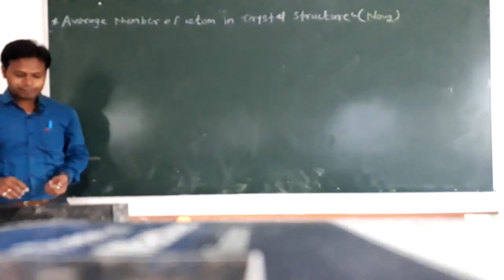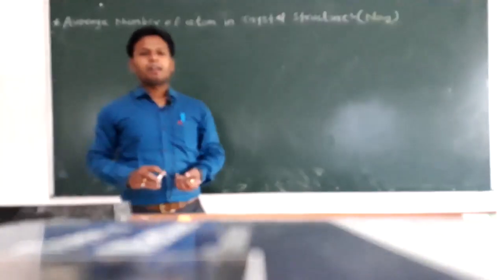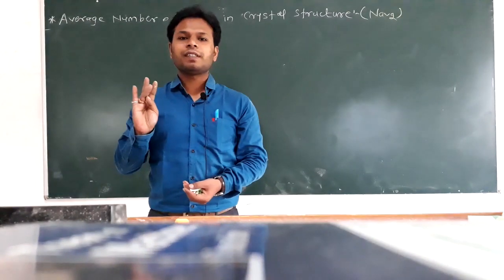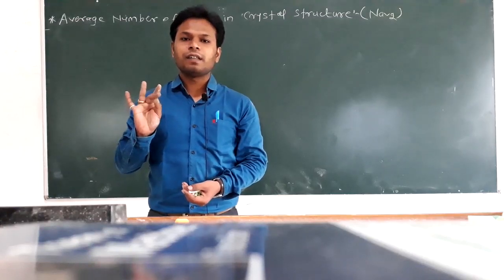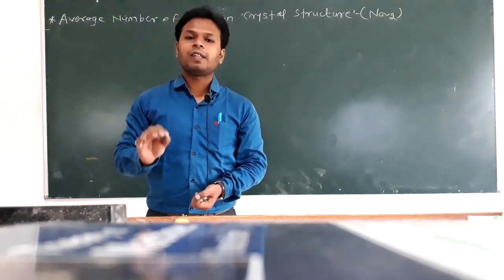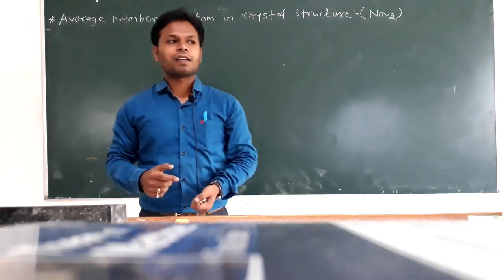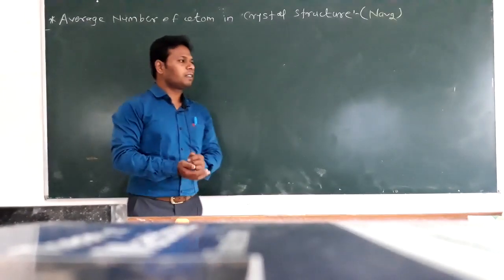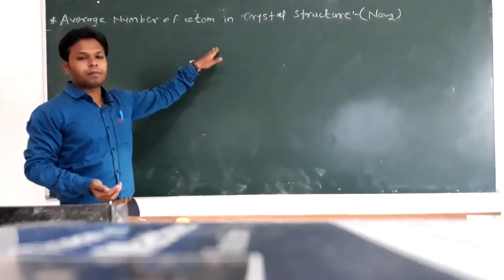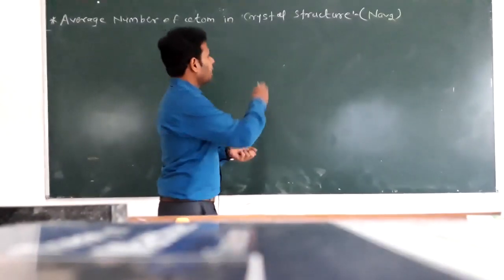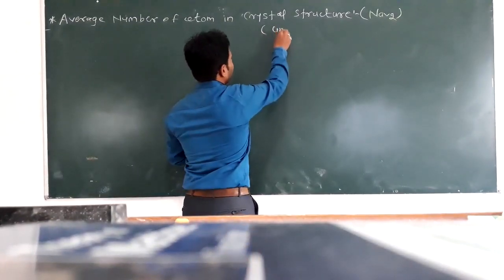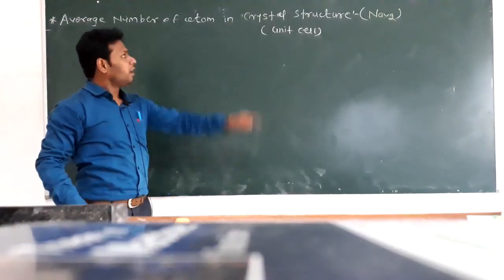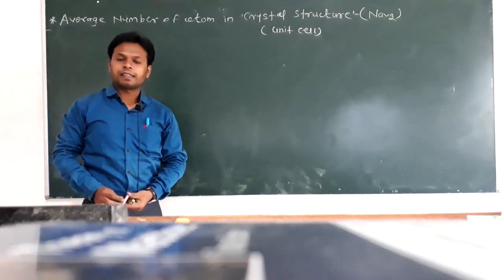Okay, hello friends. In a previous video we learned different types of crystal lattice: simple cubic structure, body center cubic structure, face center cubic structure and hexagonal close pack structure. Now the next part we are learning today is the average number of atoms in a crystal structure or in a unit cell.